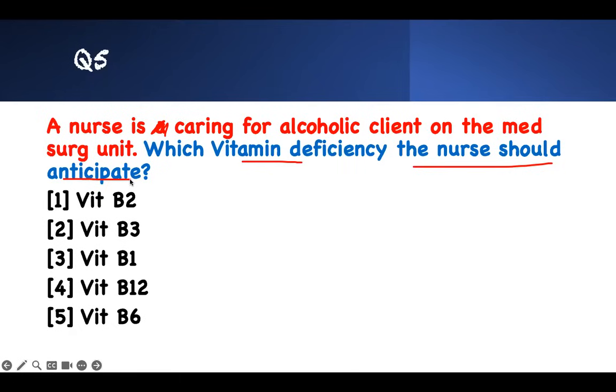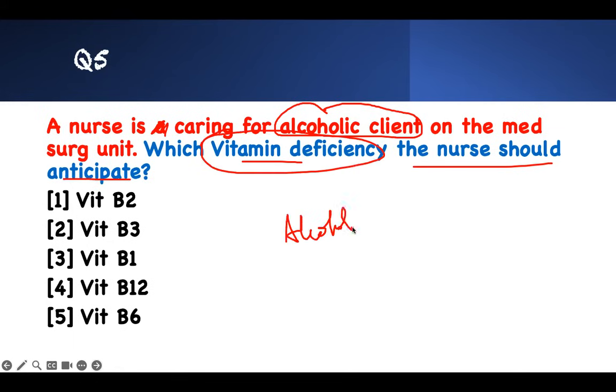This is a simple, straightforward question, but it has a lot of content. People get confused all the time. That's why I did this question. A nurse is taking care of an alcoholic client. What are your keywords, the buzzwords? Alcoholic client. What is the issue? Vitamin deficiency. So these are my only buzzwords. There's only two: alcoholic, vitamin deficiency.